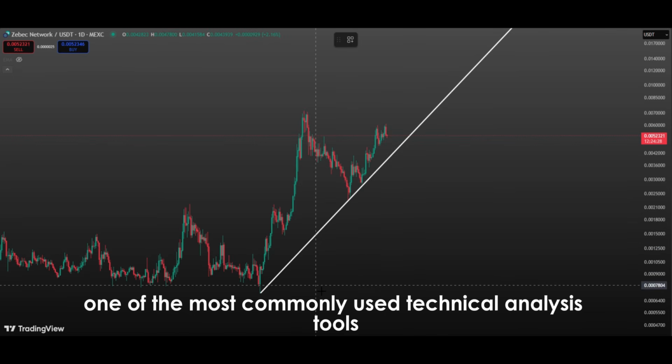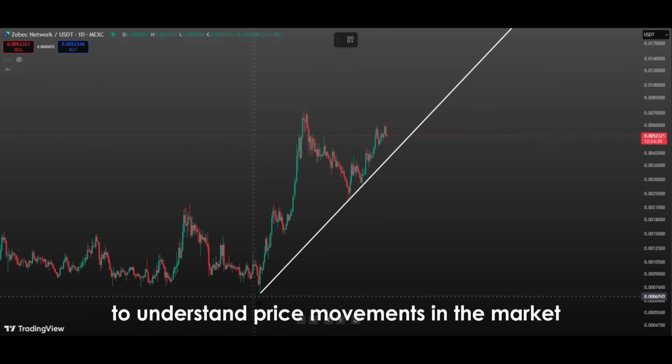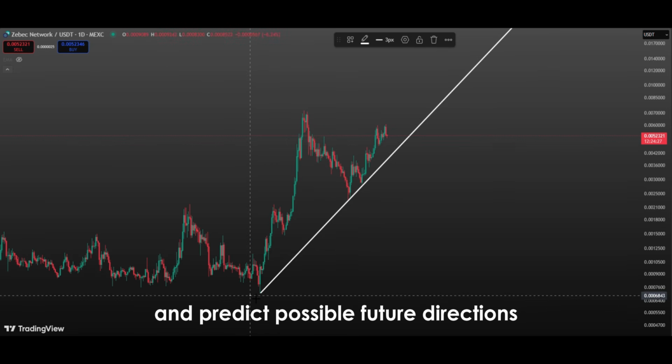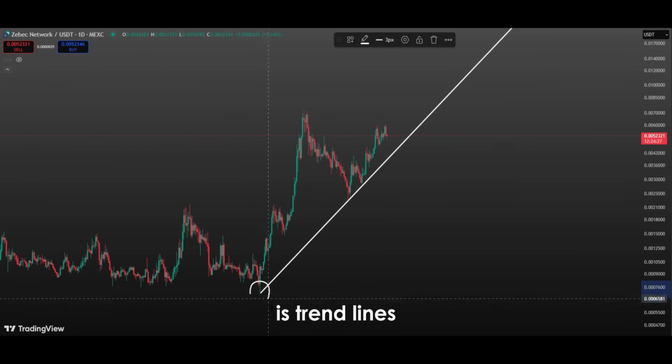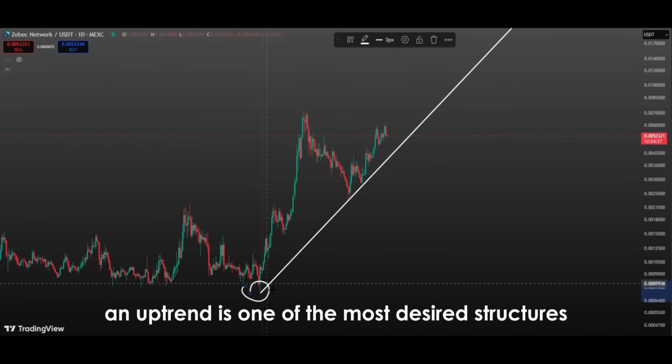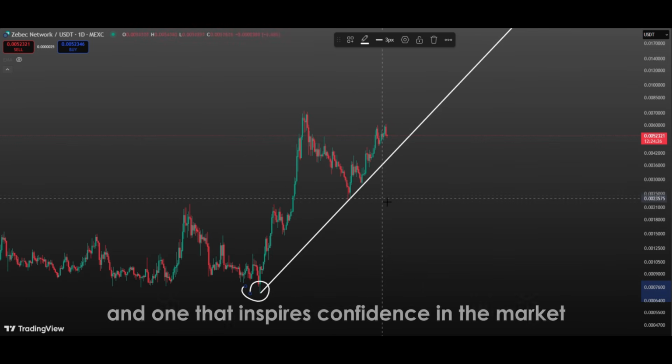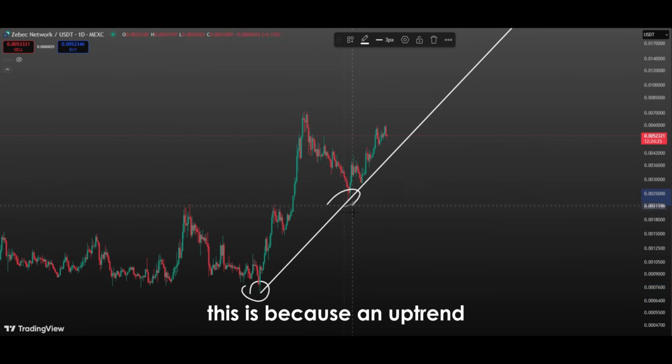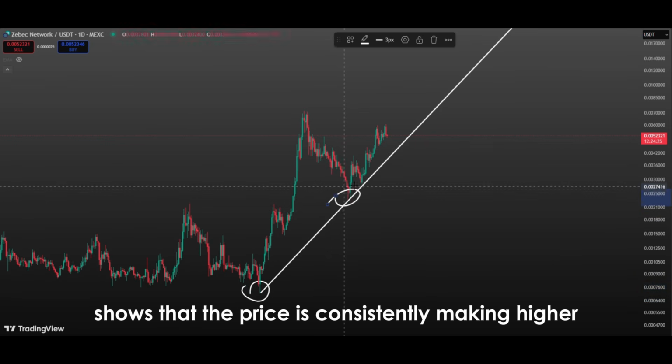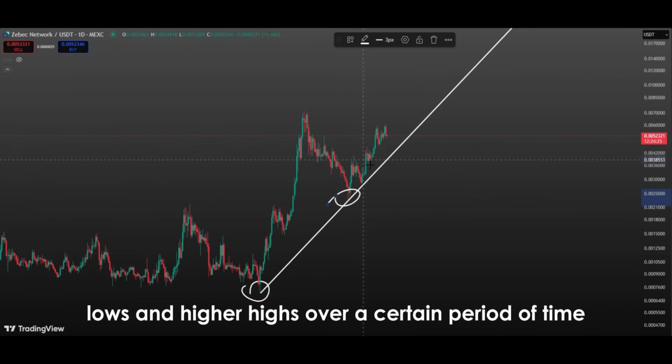One of the most commonly used technical analysis tools to understand price movements in the market and predict possible future directions is trend lines. An uptrend is one of the most desired structures by investors and one that inspires confidence in the market. This is because an uptrend shows that the price is consistently making higher lows and higher highs over a certain period of time.